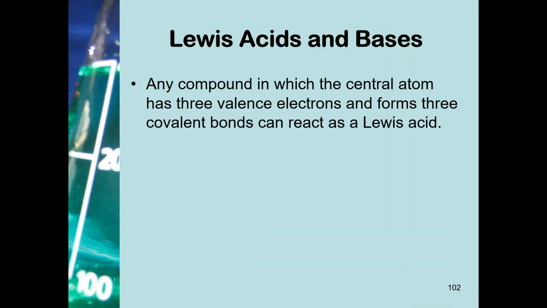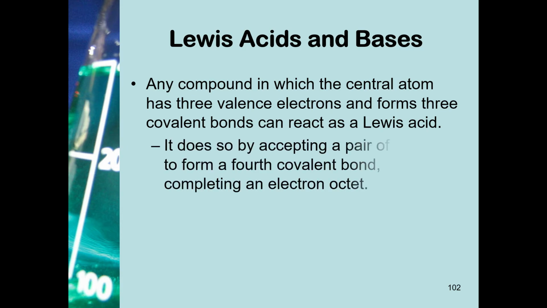So any compound in which the central atom has 3 valence electrons and forms 3 covalent bonds can react as a Lewis acid. It does so by accepting a pair of electrons to form a 4th covalent bond. Remember, we need to have 8 around the outside, and that way it completes its electron octet.